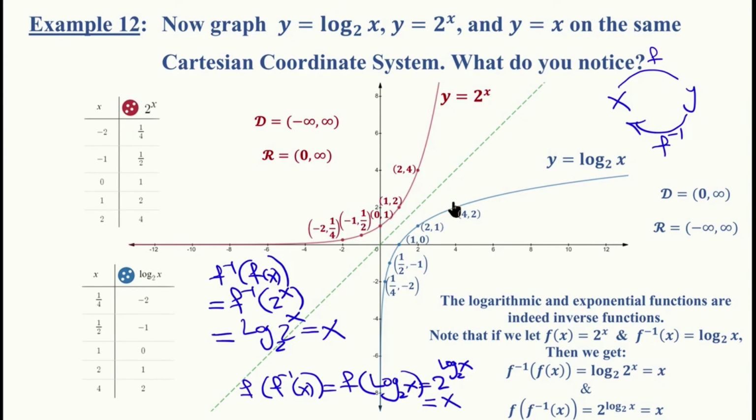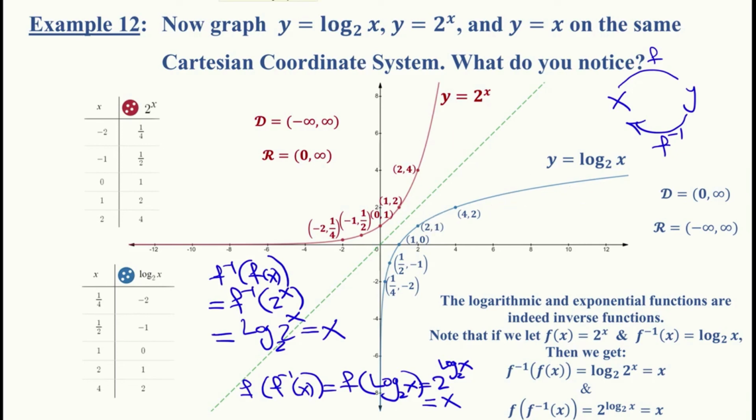Do notice that when the base is greater than 1, the logarithmic function is an increasing function. Just as with exponential functions, when the base is greater than 1, they're increasing. See, the values of y keep getting larger and larger. Same happens here. Not, of course, as fast as the exponential function in this case, but they are increasing.